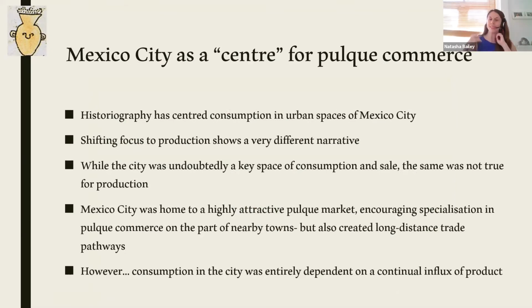So in the historiography, we've tended to think about Mexico City as the center of the pulque trade. And this is because we've always talked much more about consumption than we have about production. So Mexico City is the most populous city in New Spain at the time. And by 1644, there's an approximate indigenous population of around 20,000.